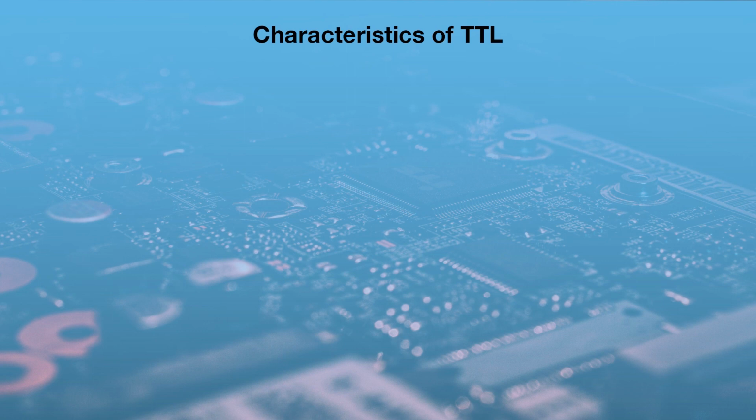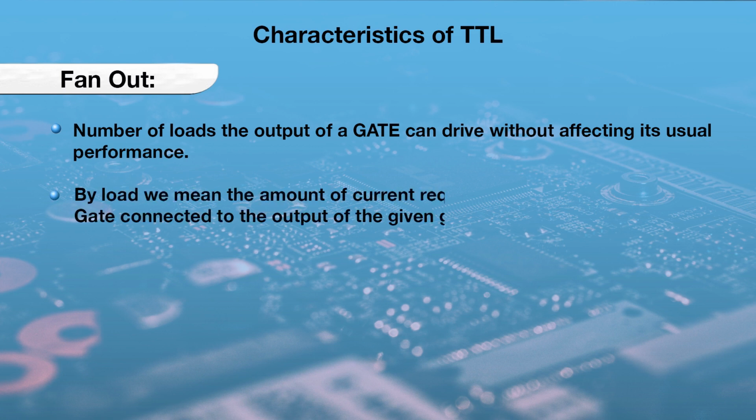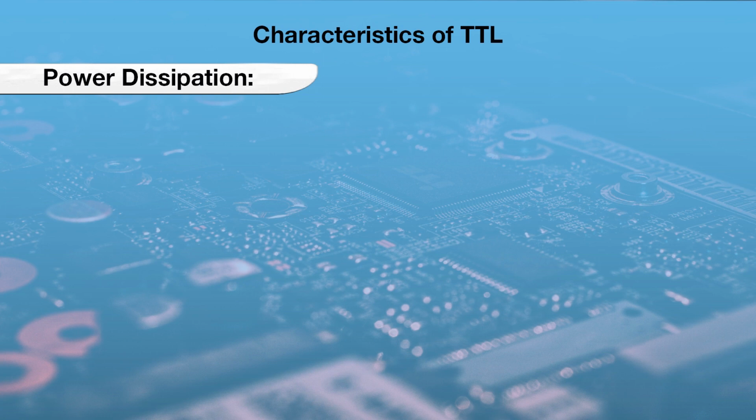Now we discuss the characteristics of TTL. First is fan out. It is the number of loads the output of a gate can drive without affecting its usual performance. By load we mean the amount of current required by the input of another gate connected to the output of the given gate. Power dissipation.